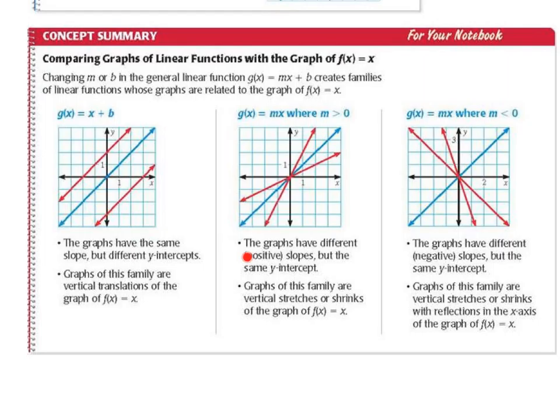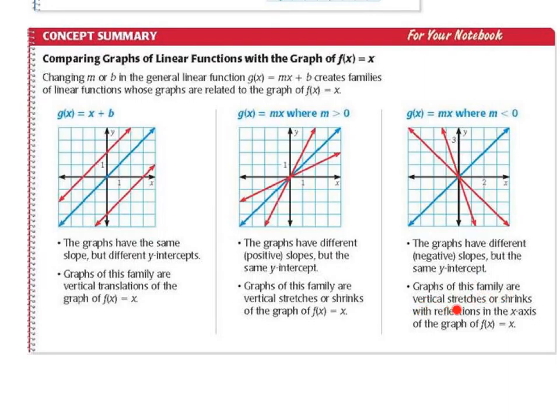Okay? The graphs have different positive slopes but the same y-intercept. So graphs of the family are vertical stretches or shrinks. Okay, here's the family. This is the vertical stretch because see how it gets up faster? This is the vertical shrink because see how it gets up slower? Okay.